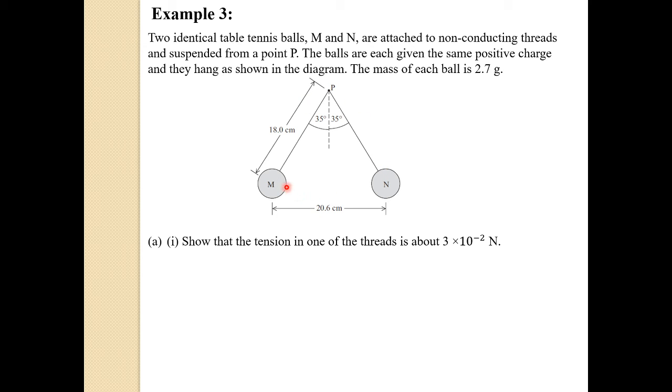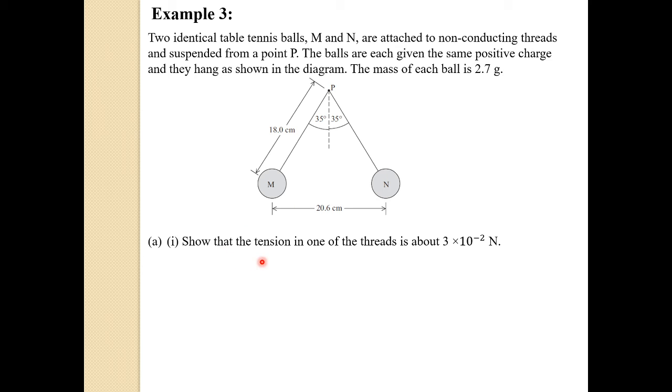So here, non-conducting threads from a point, and each ball is given the same charge. Whether it is positive or negative, it can be, because what you can observe here is the repulsion. So the charge on M should be the same type of charge as N, otherwise the repulsion won't occur. So that is the basic idea that we have gained.